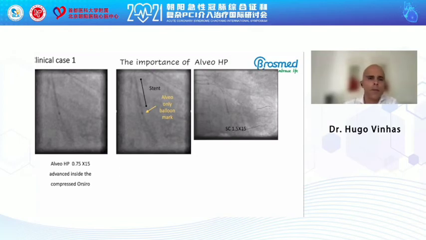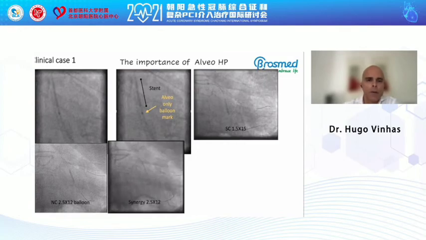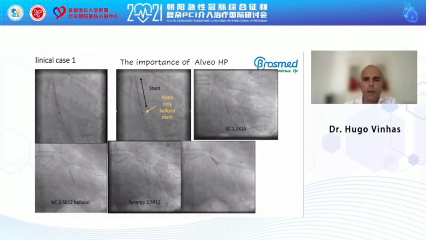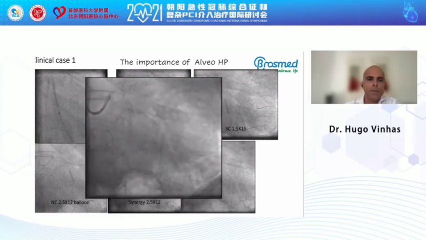Now, a Synergy 2.5, using the original technique, the top technique I would like to do, with the osteo followed by a casing, and this was the final result. So this is not only a CTO procedure, it's also an example of how Alveo HD could be very useful in some kind of complications like this.